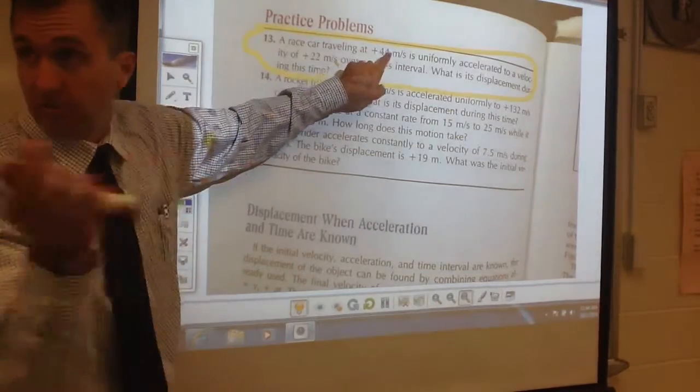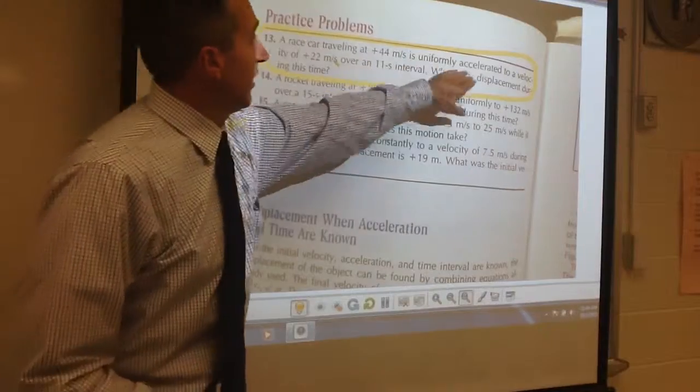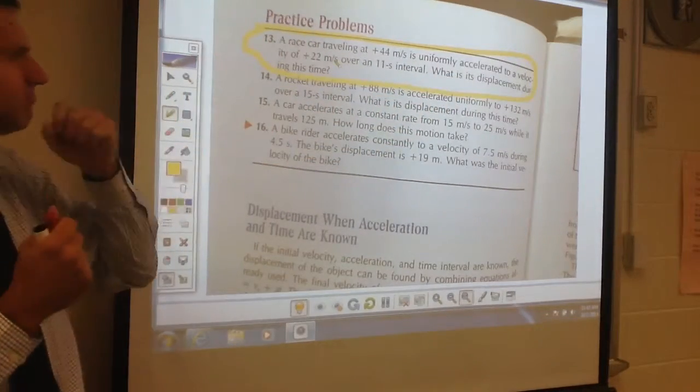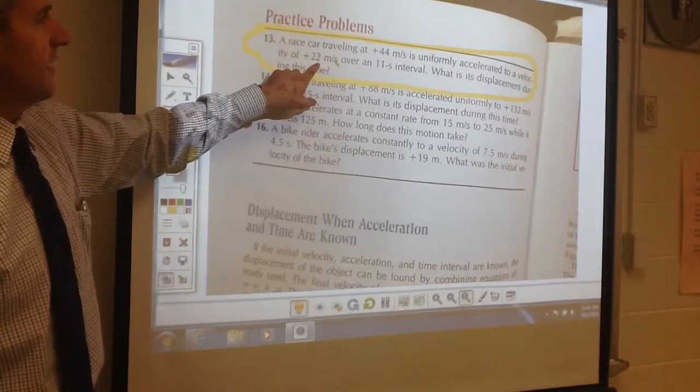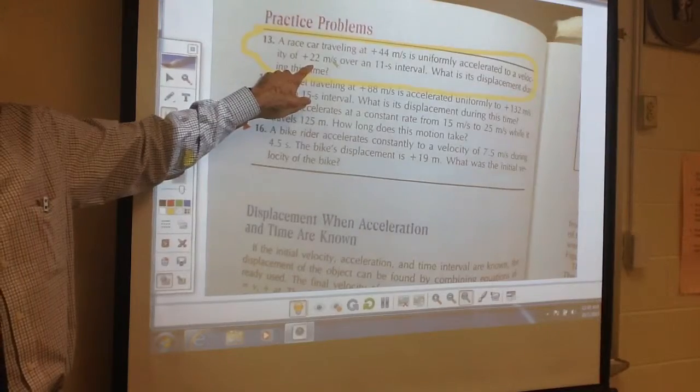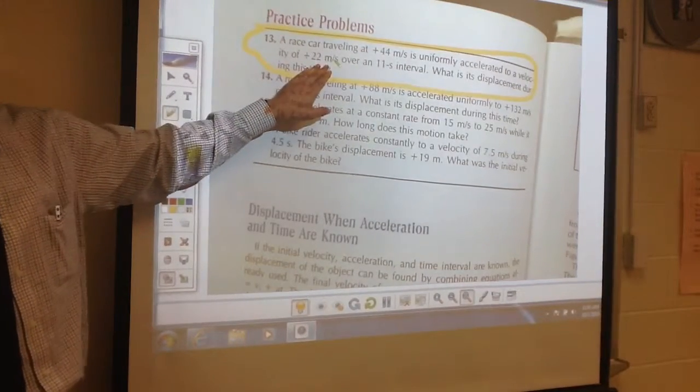Initial velocity, right? It's accelerated, but they don't tell us the acceleration. Okay. Then it accelerates up to a velocity of 22, so that'd be a negative acceleration. But don't worry about it, it is a negative acceleration.